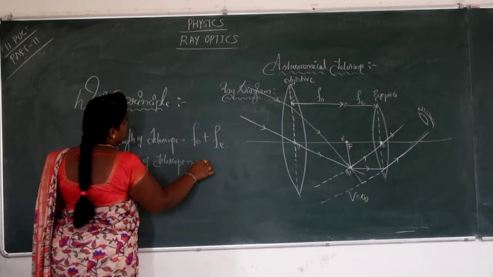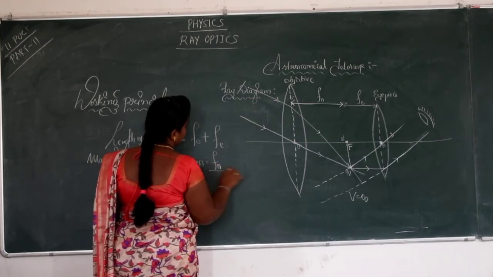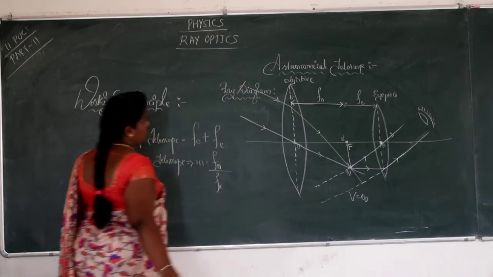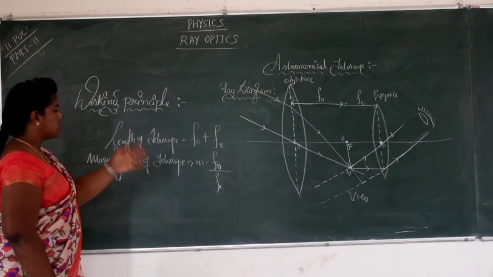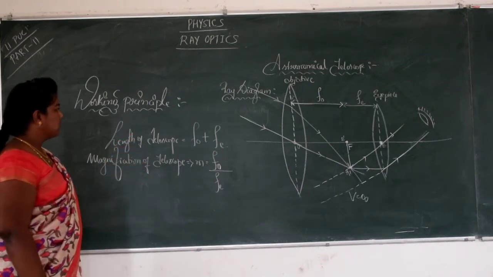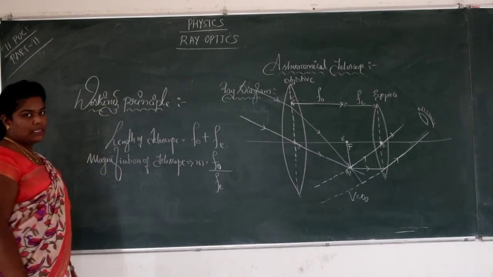M is equal to F0 divided by Fe. Hope you got it, my dear students, so that we finally got the expression for the length of a microscope, telescope and the magnification of telescope.